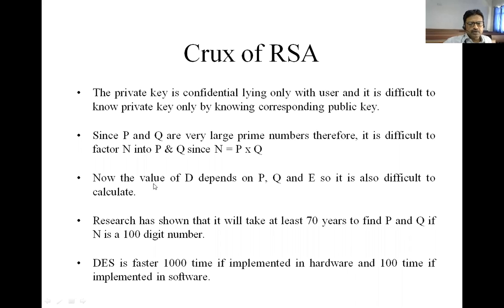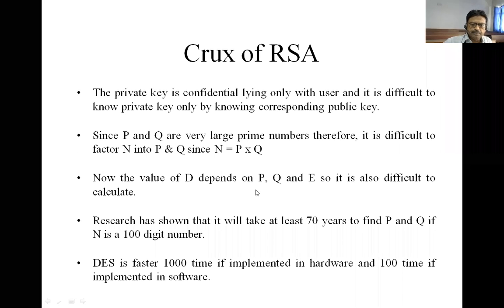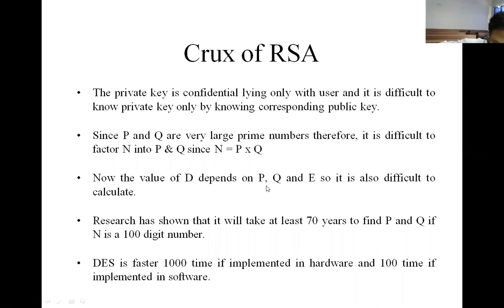The second important aspect of RSA is that the value of the private key depends upon P, Q, and E. If anybody is able to know n but not P, Q, and E, it will be very difficult to find the value of D. If n is a 100-digit number, then it will take a lot of time to calculate the values of P and Q. That is why it is being used.